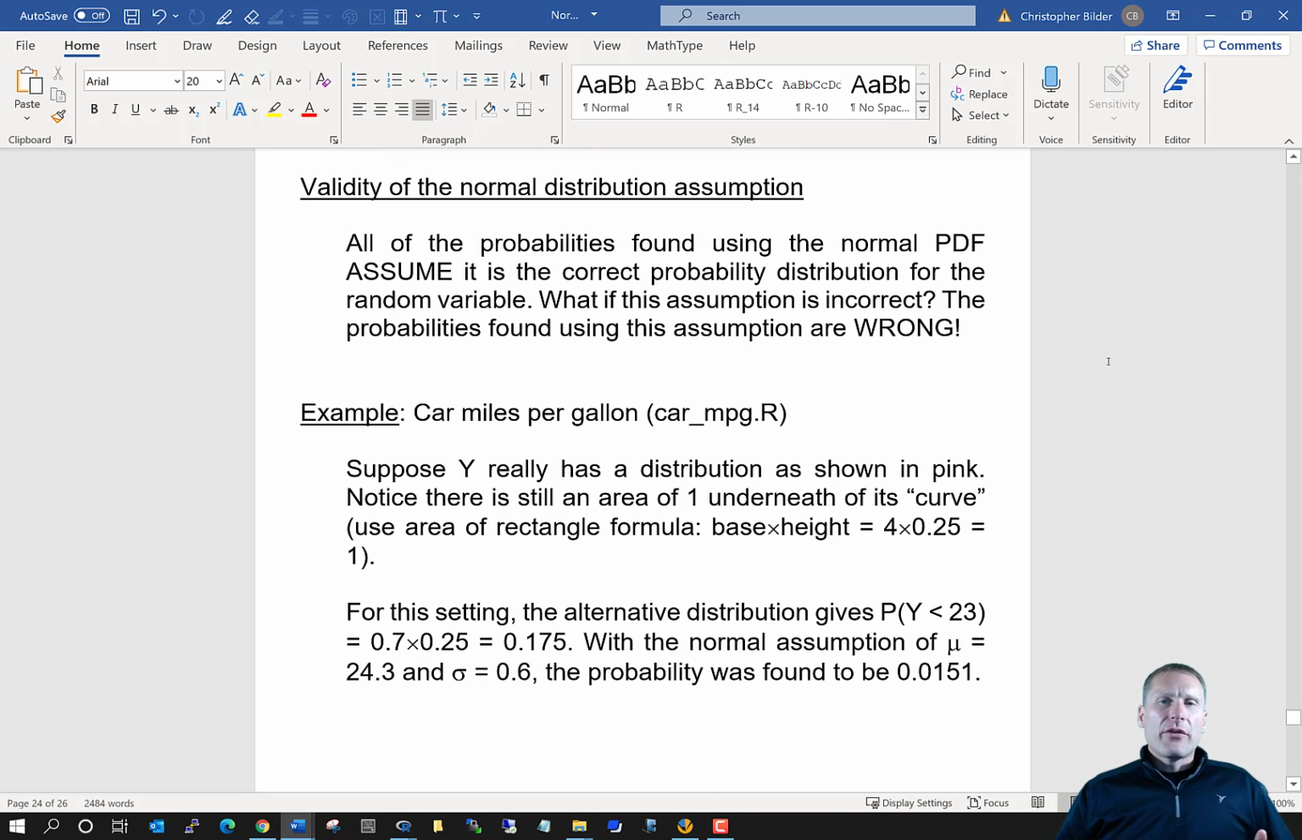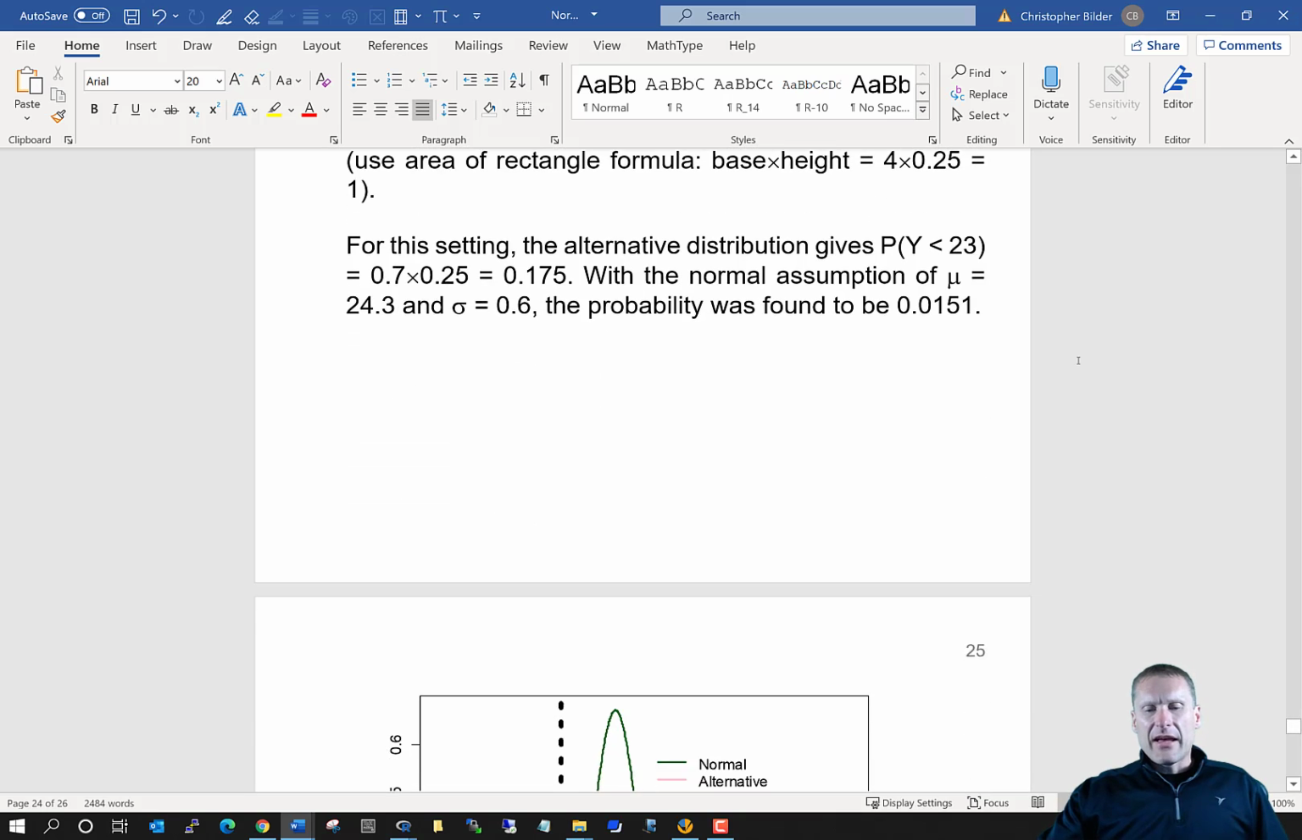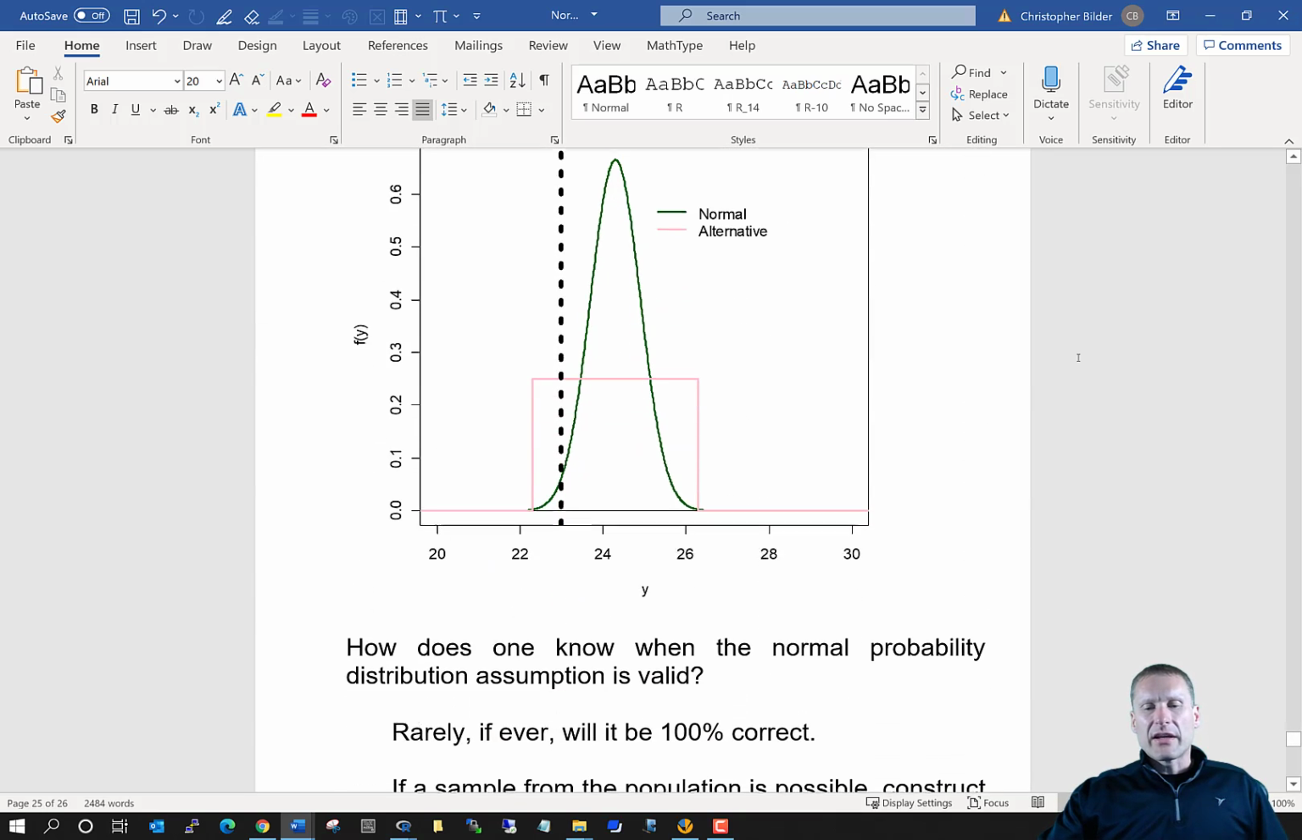Well, how valid is it to have a population that can be characterized by a probability distribution? And the answer is, it depends. First of all, let's think about what would happen if we got it wrong. Suppose the probability distribution was not normal. And so let's say that instead we had something that looks like this.